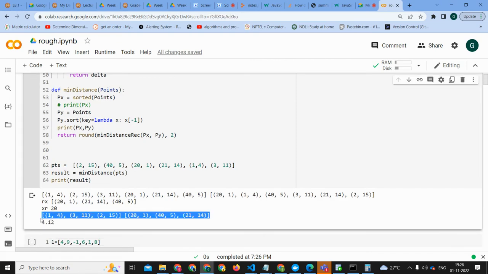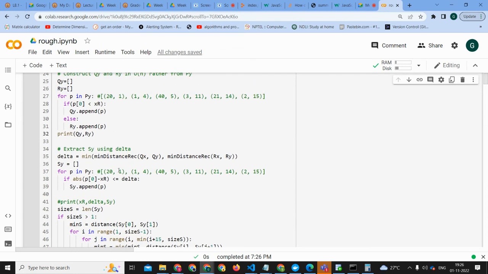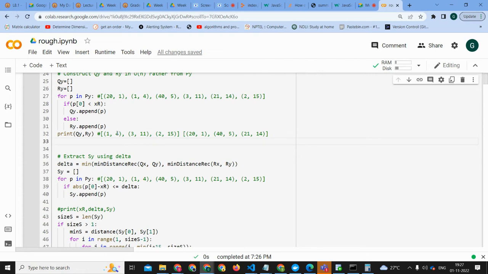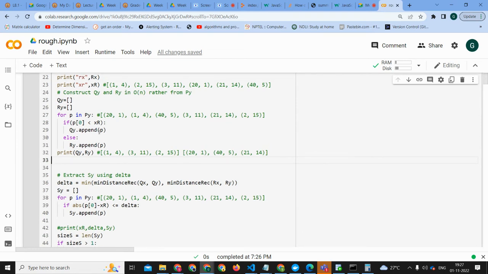I think this is it. So I'm just copying the Q and R by. Okay, so what are we saying here? QL is nothing but all the points which are less than 20, right? And QR is going to be all the points which are greater than or equal to 20. All are based on the X coordinate, right?